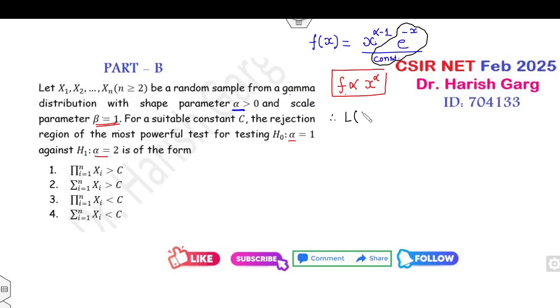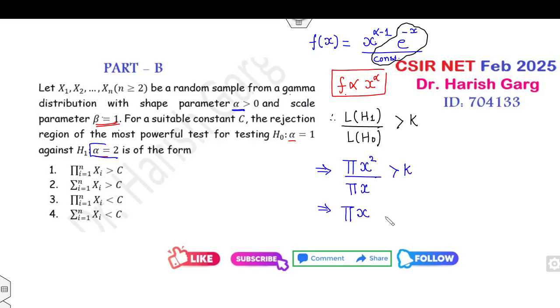Now, for the most powerful test, your target is to calculate the likelihood function of H1 divided by the likelihood function of H0. What is H1? Alpha is equal to 2. Dividing, the product is common, so the product of the xi is greater than k is the right answer. So A is the correct answer of this problem.